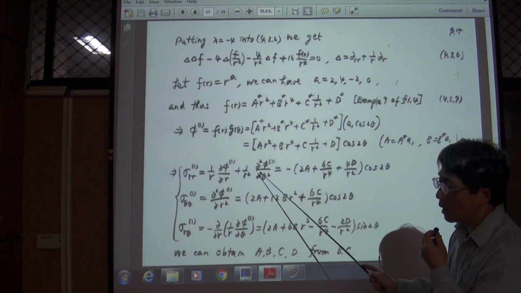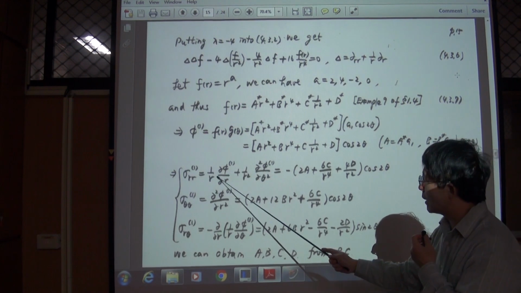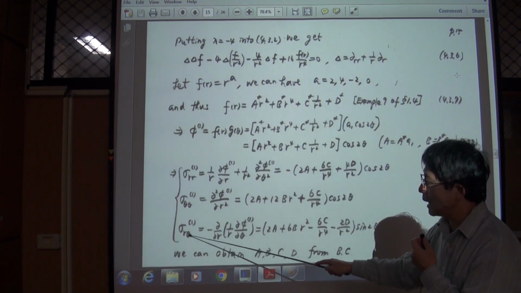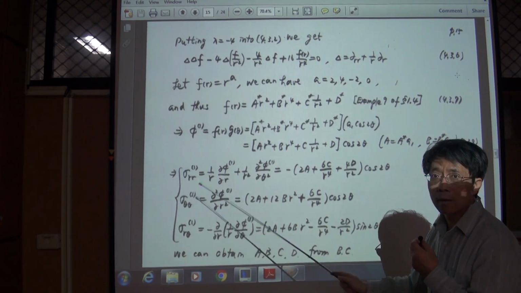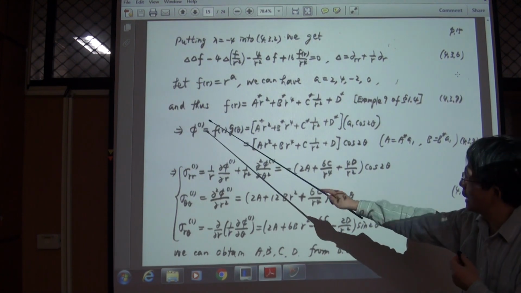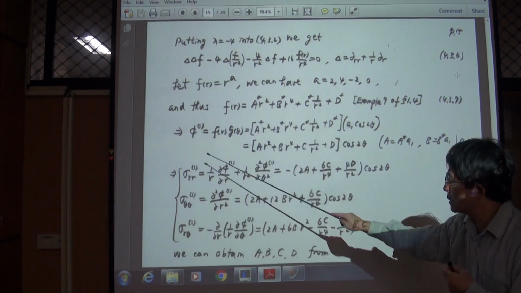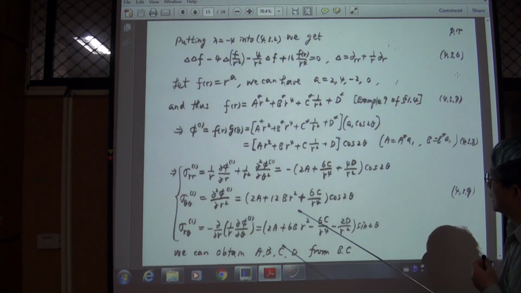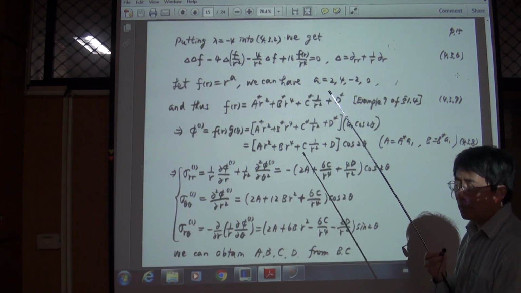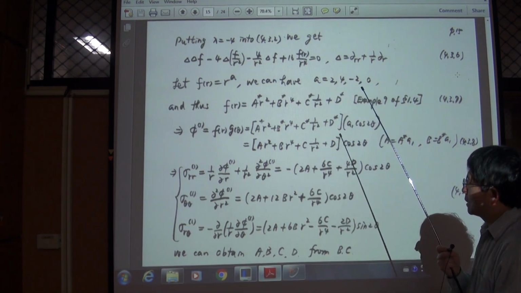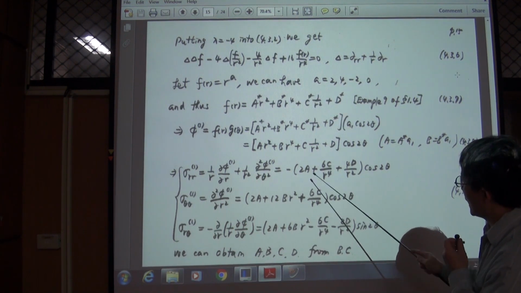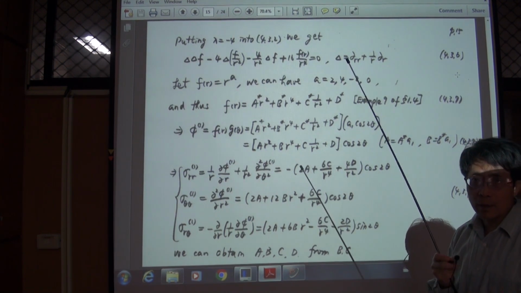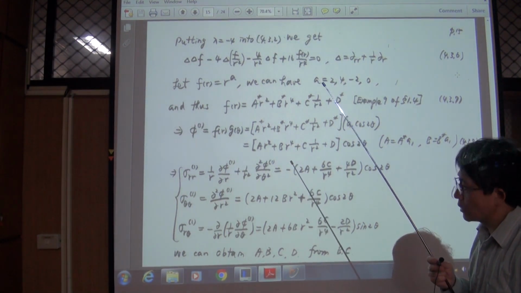Now we have this formula for the stress function. We can use the following formulas to calculate the stress components: sigma RR, sigma theta theta, sigma R theta for problem 1. So put this into here, this into here, and this into here, and then we get this one, this one, and this one. Now we have already obtained the stress components, but there are some unknown constants A, B, C, D, right? A, B, C, D inside the stress components.